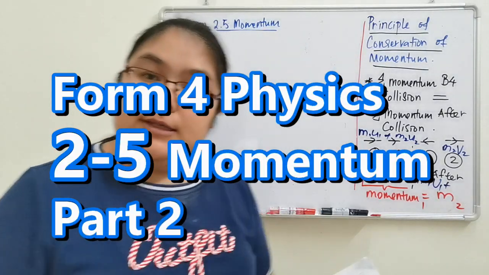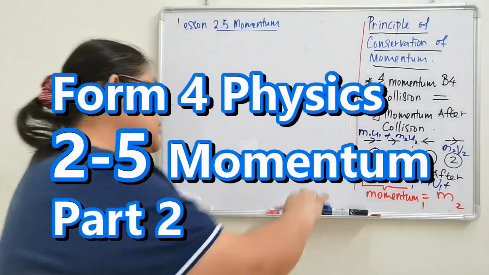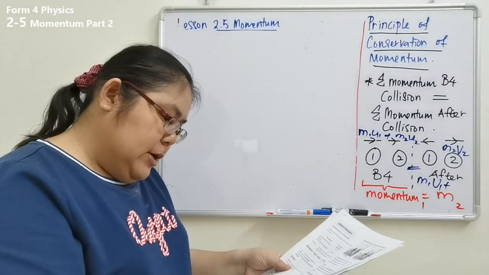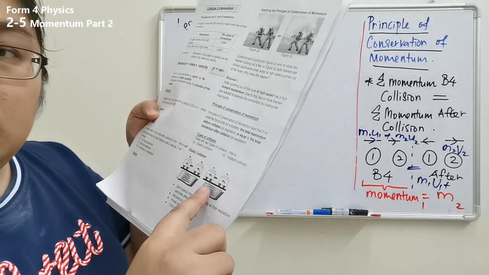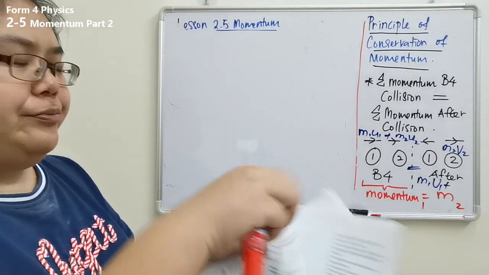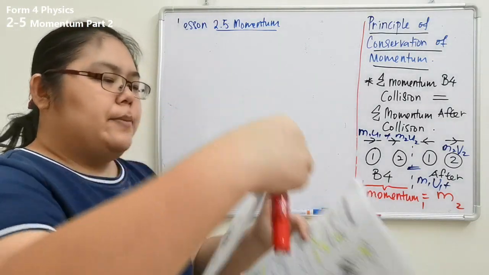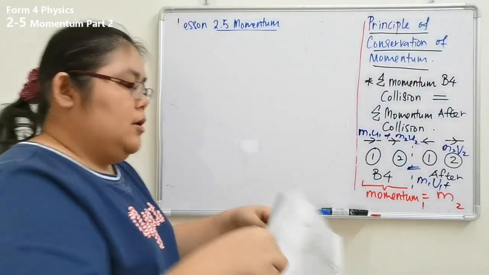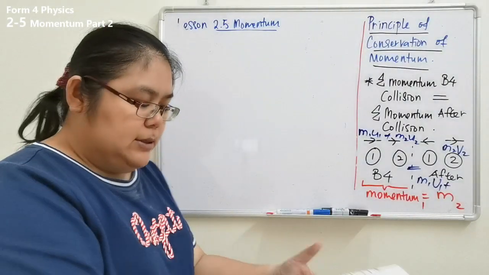Now we come back and see the elastic and inelastic. We're going to see the elastic first. You can see the diagram here. First is the elastic. The second diagram at the back, this one we call inelastic. What's the difference? We're going to see the elastic first.